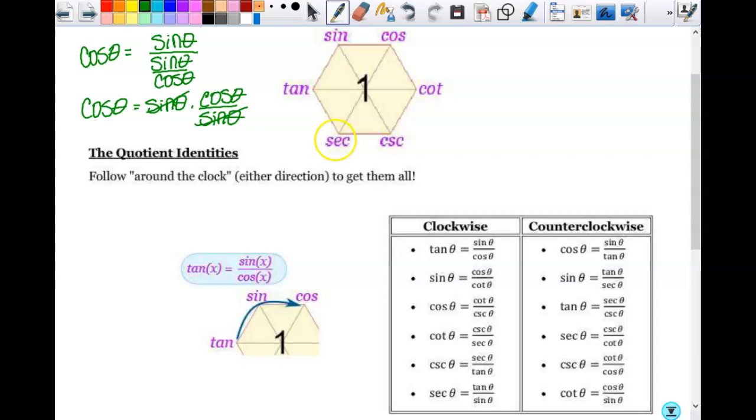So it works on all of them. Secant is cosecant over cotangent. Secant is tangent over sine. They're all right, and we could prove them all like that. We're not going to, but we could. All right. So that's kind of cool with the quotient identities.